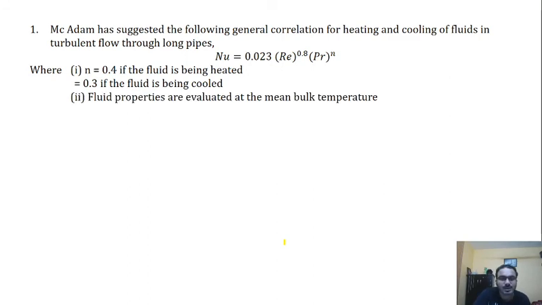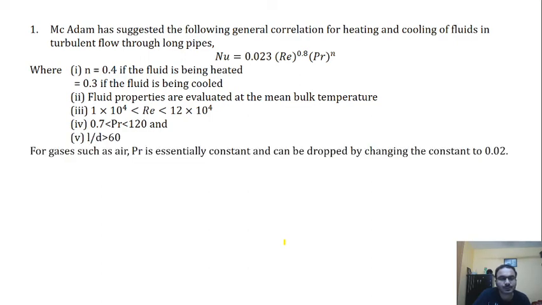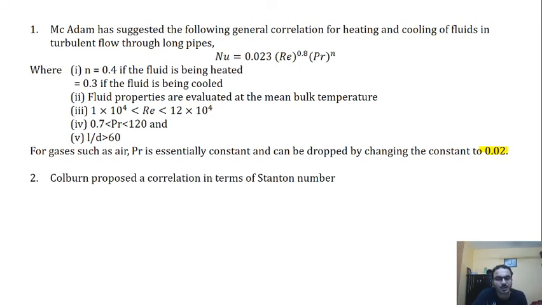The fluid properties are here evaluated at mean bulk temperature. The Reynolds number should be between 10 raised to 4 to 12 into 10 raised to 4. The Prandtl number should be between 0.7 to 120 and L by D should be greater than 60. For gases such as air, Prandtl number is essentially constant and it can be dropped by putting it as a constant of 0.02. Now the next is Colburn, who proposed a correlation in terms of Stanton number, which is given by this formula.